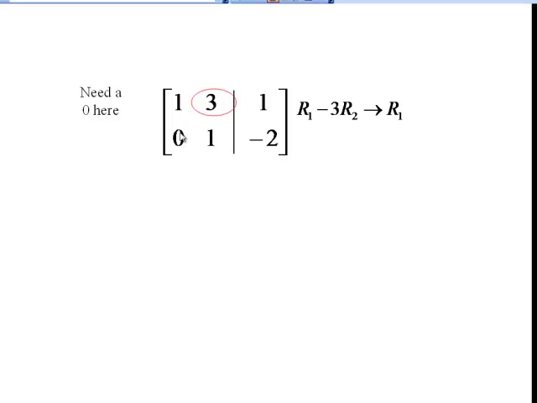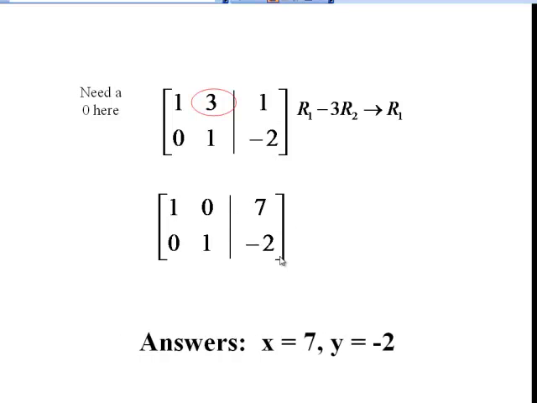So this minus 3 of those is 1. 3 minus 3 of those is going to be 0. 1 minus 3 of these, 3 times negative 2 makes negative 6, and 1 minus negative 6 is 7. So my answers are 7 and negative 2. So x is 7 and y is negative 2. So that's how you can use what's called Gauss-Jordan elimination to solve equations.